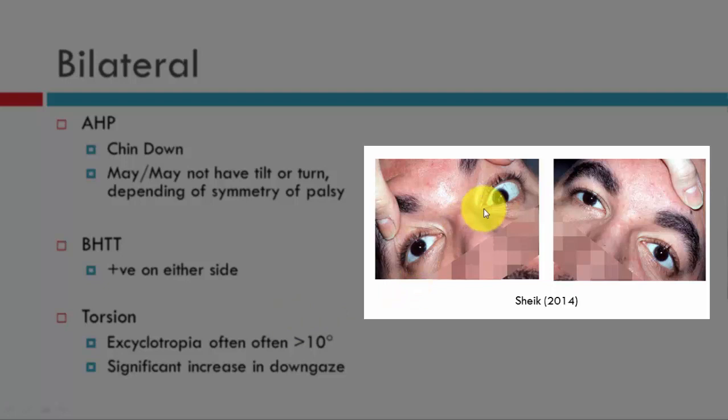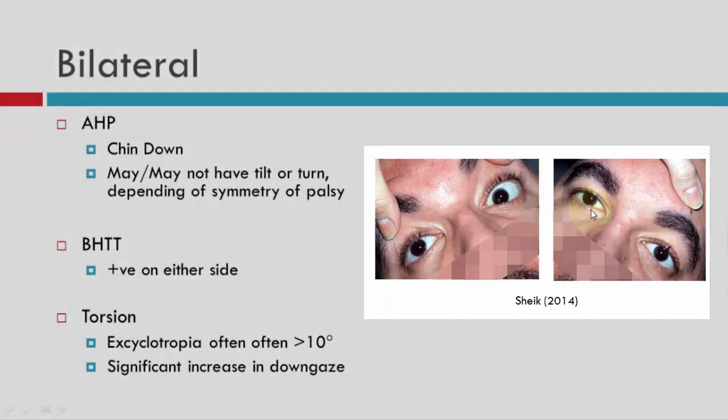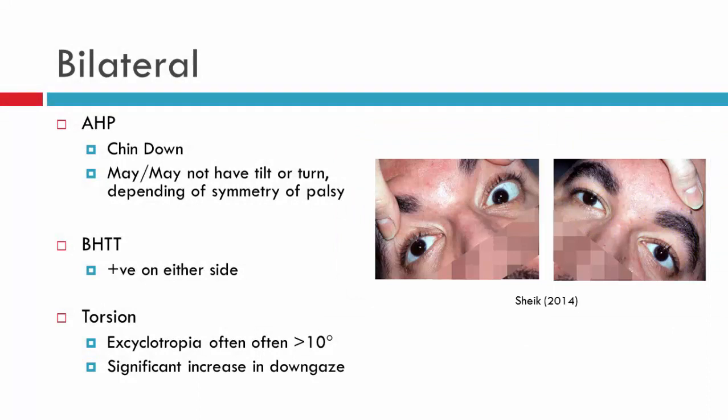So here we see a right on left, and here we see a left on right. Okay, and finally torsion. Torsion is actually a good indicator that you have a bilateral fourth nerve versus a unilateral. Generally, unilateral fourth nerves will have somewhere around or up to 5 degrees of excyclotropia. A bilateral patient usually has 10 degrees or more. So 10 degrees of excyclotropia is a good indicator that you have bilateral fourth nerve palsy.